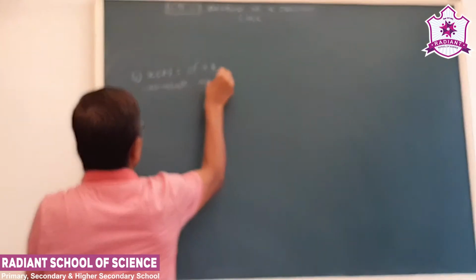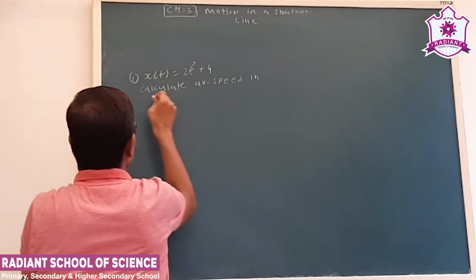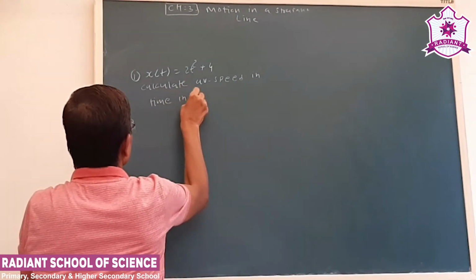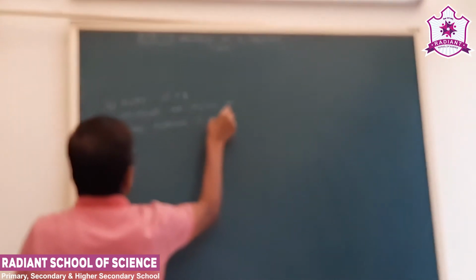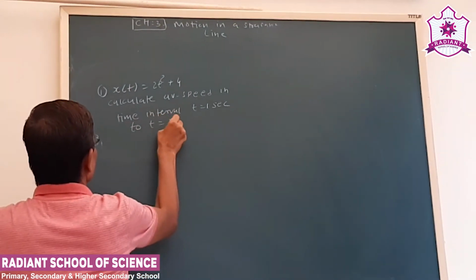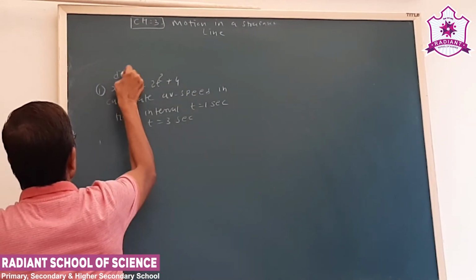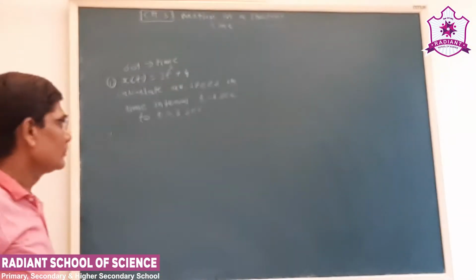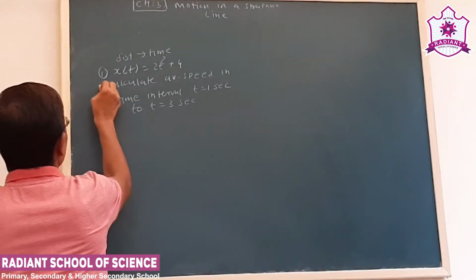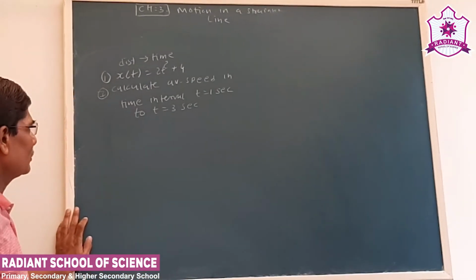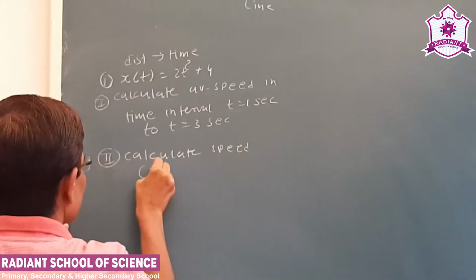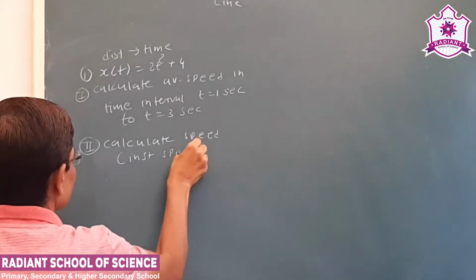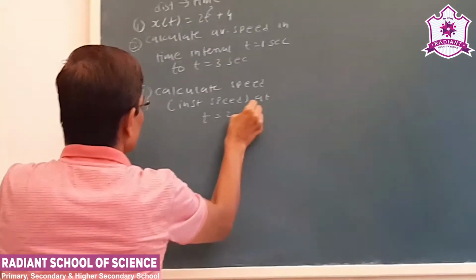Now see, the distance versus time relation is given as x(t) is 2t square plus 4. Calculate average speed in time interval 1 second to 3 seconds, and the second part of this question, calculate speed, that is nothing but instantaneous speed, at t is equal to 2.